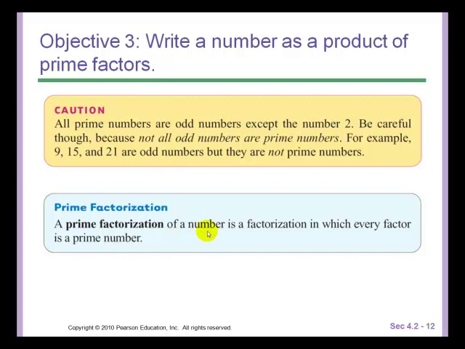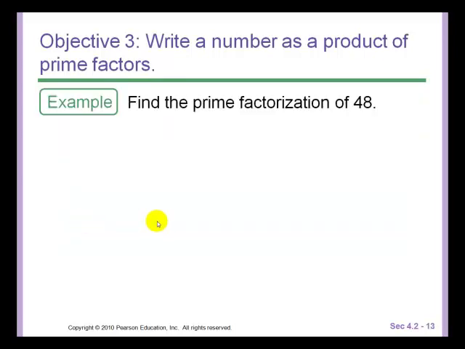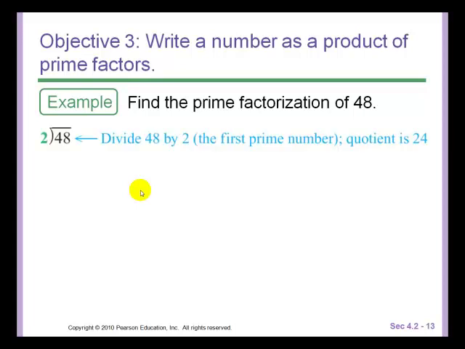A prime factorization of a number is a factorization. Remember, factor means things that are being multiplied, in which every factor is a prime number. So basically, for prime factorizations, you're taking a number and rewriting it as a multiplication involving prime numbers. There are two methods for finding prime factorization. The first is by a chain of long division.